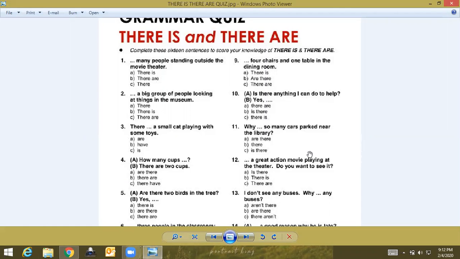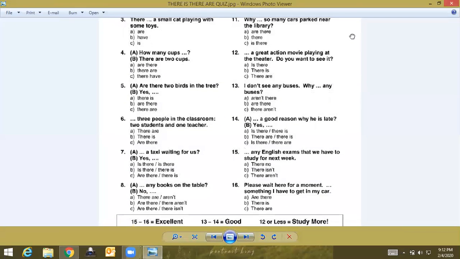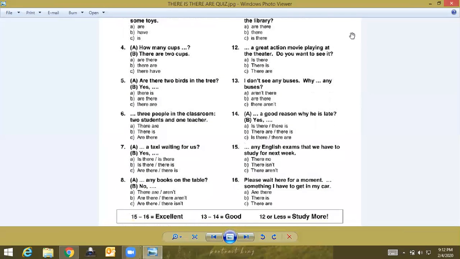Why are there so many cars parked near the library? Very good. Why are there so many cars parked near the library? ¿Qué le preguntan ahí en la 11? Porque hay tantos carros parqueados cerca de la librería. Exactly. Number 12. Another volunteer.